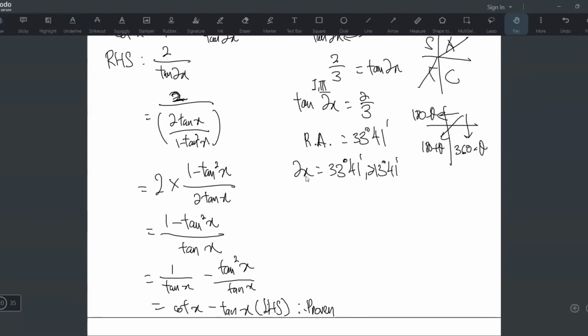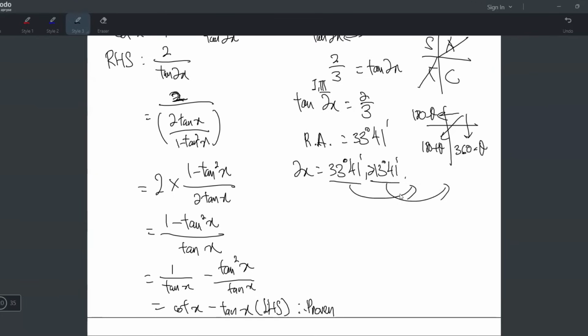But it's 2x. So if it's 2x, what does it mean? It means you have to take all your answers plus 360, because 2x means 2 rotations. So you have to find the answer in the second rotation. So you take all your answers plus 360. What is 33 plus 360? 393 degree 41. And then what is 213 plus 360? 573 degree 41. And then now only you take everything divide 2.